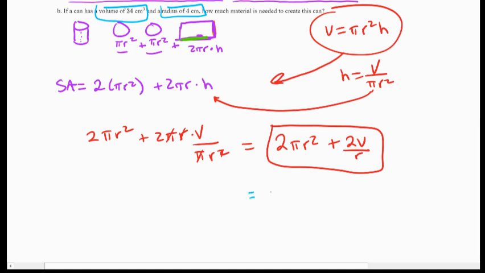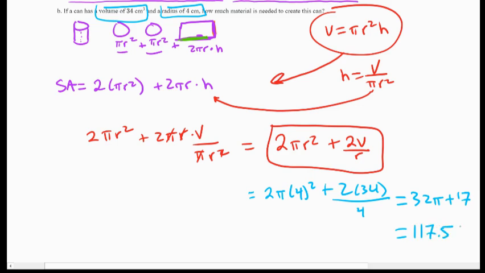So I'm going to rewrite this: 2 pi, my radius is 4, my volume is 34, my radius is 4 again. I plug all that into a calculator, I get 32 pi plus 17. And then again, I'm going to go ahead and round my answer to the nearest thousandth, and I get 117.531. And it's saying how much material do I need? So that would be centimeters squared.